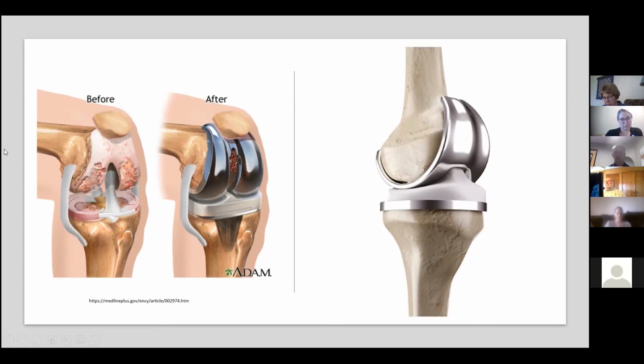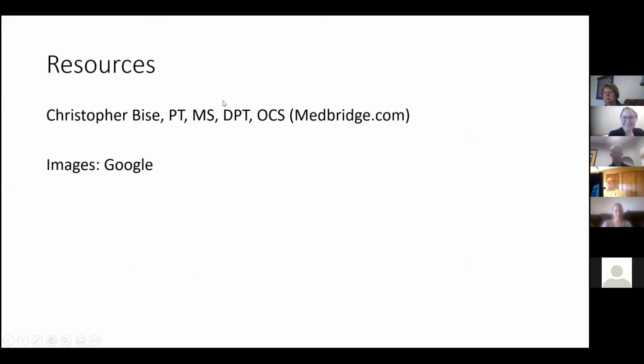I always hope to prolong that surgery as much as possible, just doing the physical therapy and everything beforehand. But for a lot of people that are in a lot of pain and have a lot of joint arthritis, the surgery does work well for people. So there is always another option there too. I put in some resources here that I used for my different slides.